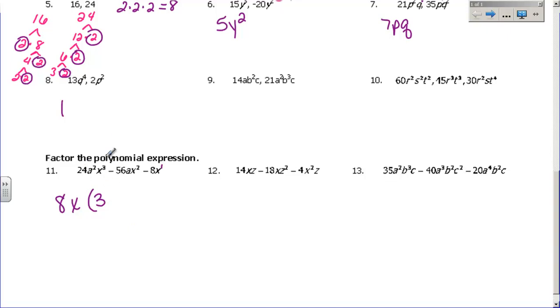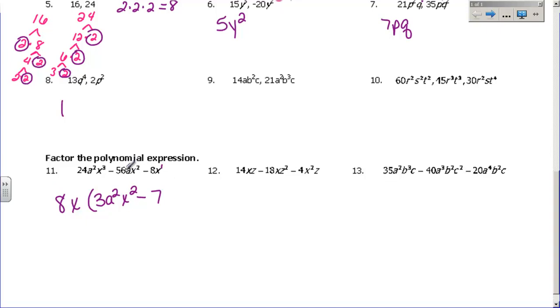Now I've got to fill in the variables. I have an a squared right here, but I didn't factor out any of a's at all, which means I get to keep my a squared in the parentheses. I have an x cubed in my answer, and I have already factored out one of the x's, which means in order for it to get x cubed, I need 2 x's in here, so I've got to have an x squared. Minus. Now, 8 times what gives me 56? I believe that's 7. So 8 times 7 makes 56.